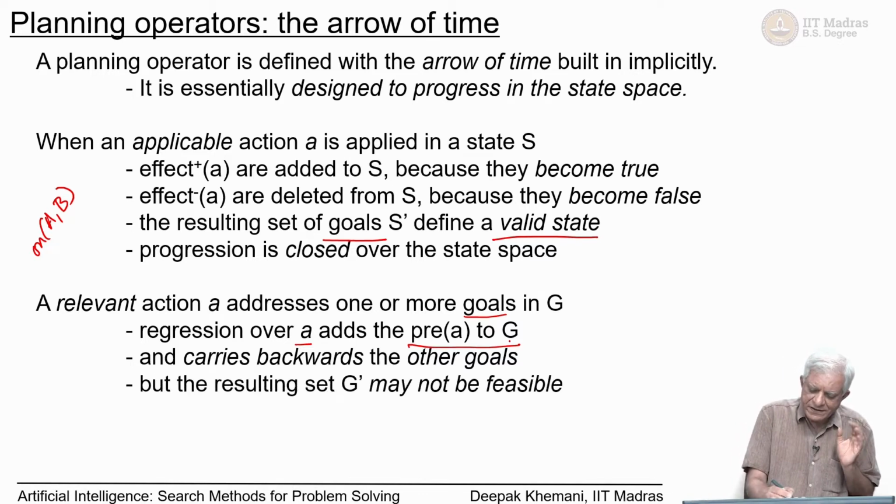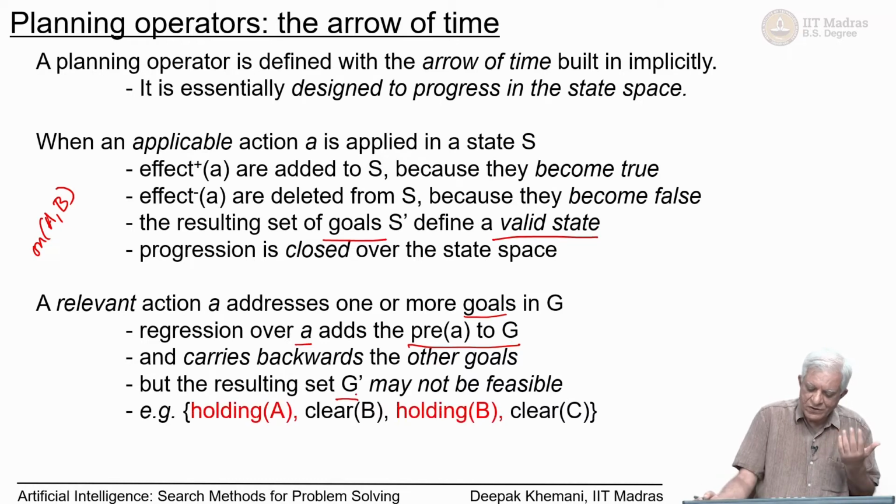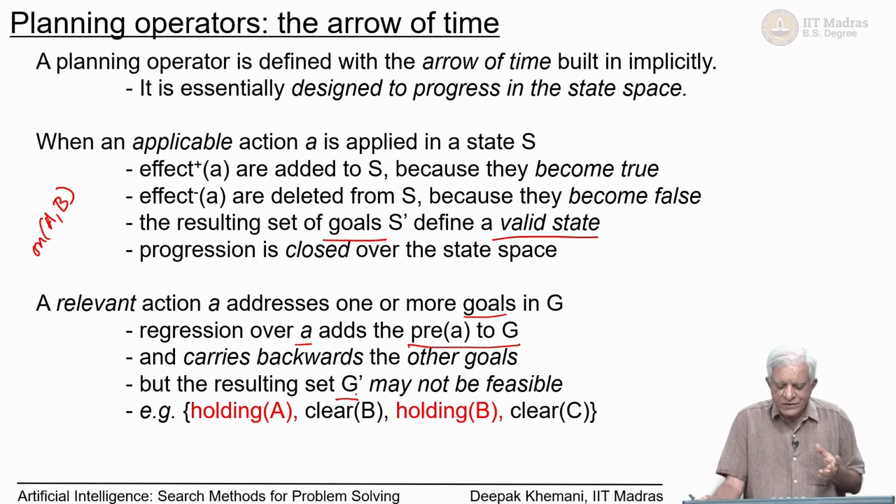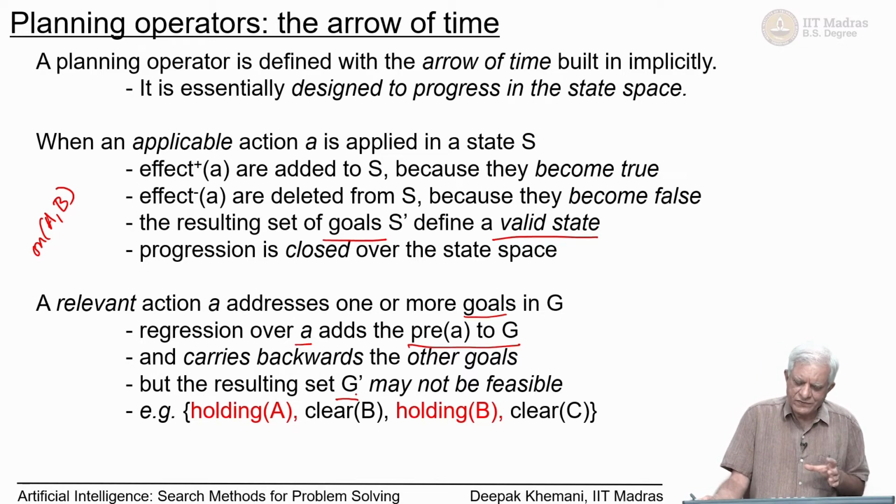So, the resulting set G or the sub goal G prime may not be feasible in practice, and we saw examples of this, where for example, we had a sub goal in which both holding A and holding B were true at the same time. That clearly, with a one armed robot, is not possible. So, this is a drawback of regression, that because the operators are defined for progression, they do not work well for regression, and that is why we have to do an extra check after backward state space planning has terminated. And when does it terminate?